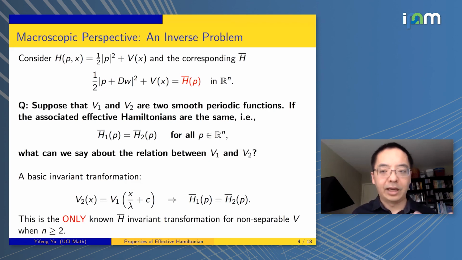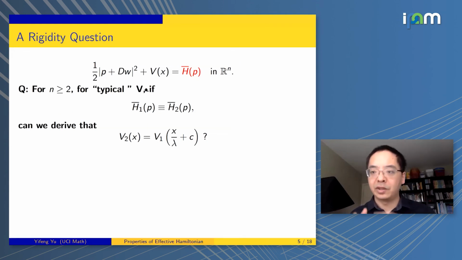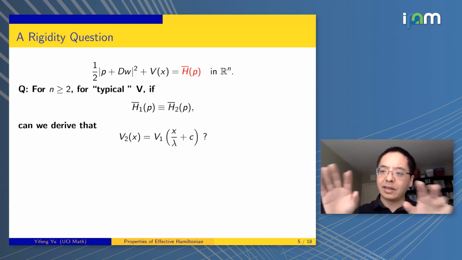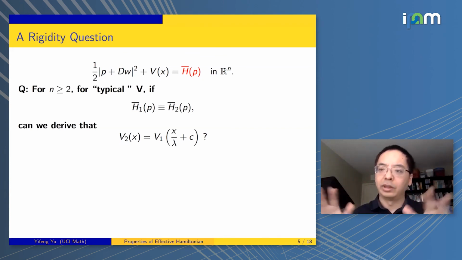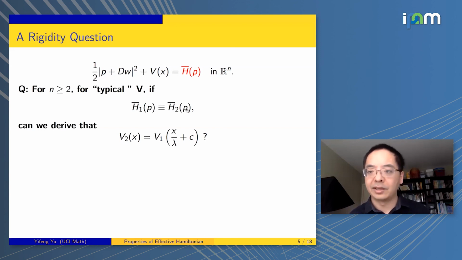So this leads to the question. Again we focus on those typical V's, which just means V's that are not separable, that you are not able to write as a sum of lower dimensional functions. For those typical V's, the question is: suppose you know that two effective Hamiltonians are exactly the same.